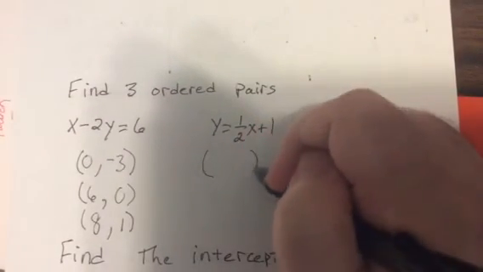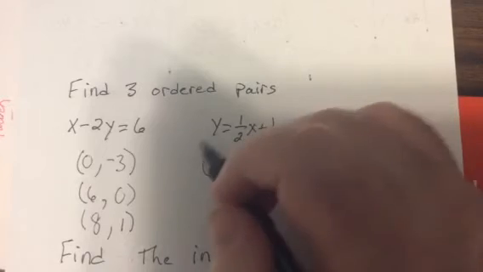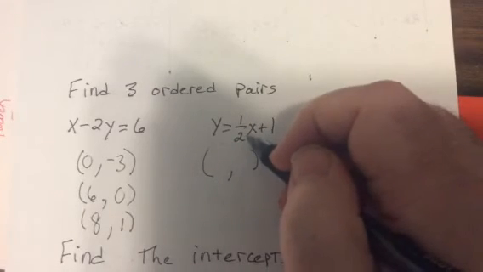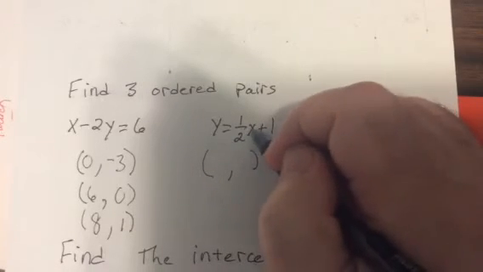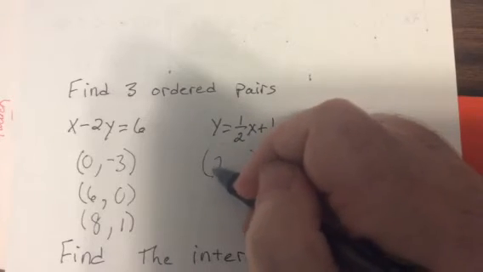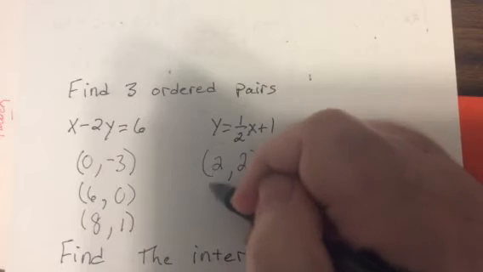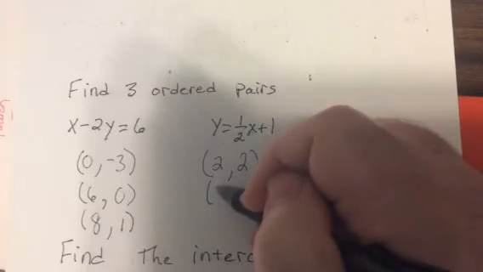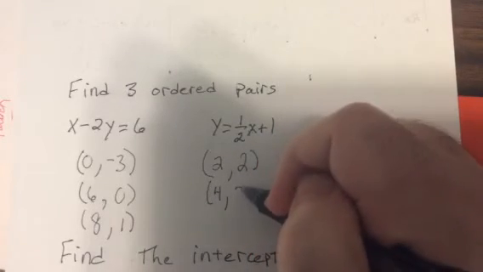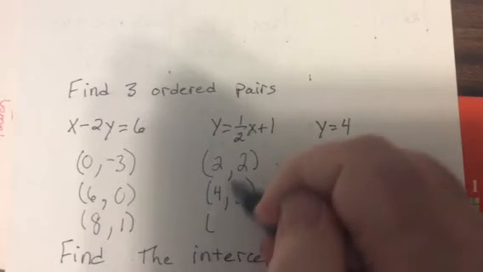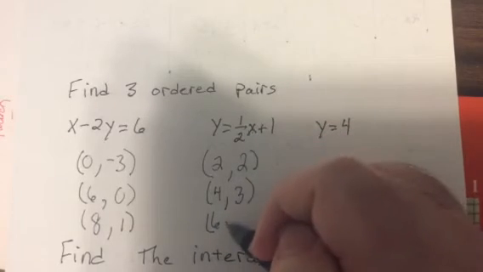Now, since it's solved for y, I think it'd be smarter, although you don't have to, to put the numbers in for x. And since this is a half, why not put in evens? 1/2 times 2 is 1, plus 1 is 2. 1/2 times 4 is 2, plus 1 is 3. And 6: 3 plus 1 is 4.